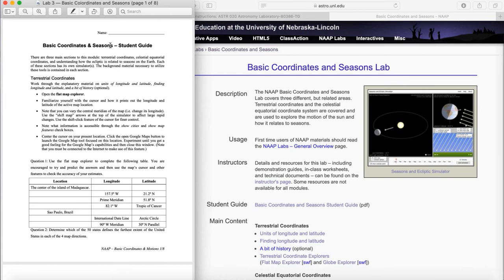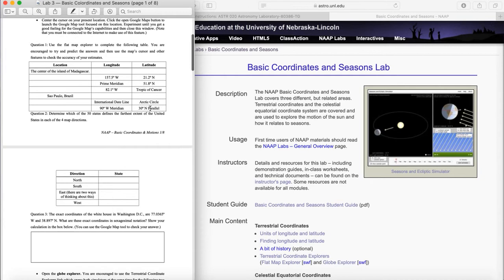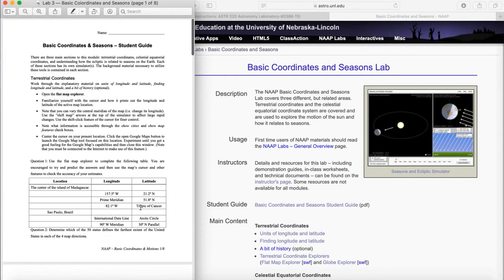All right, so what you have so far seen uploaded to the Canvas page under the Lab 3 module is this document. It's called the Basic Coordinates and Seasons Student Guide. When we do labs from this particular website, which is a simulation education website, all the labs are going to have this similar look, and they will all be called student guides.